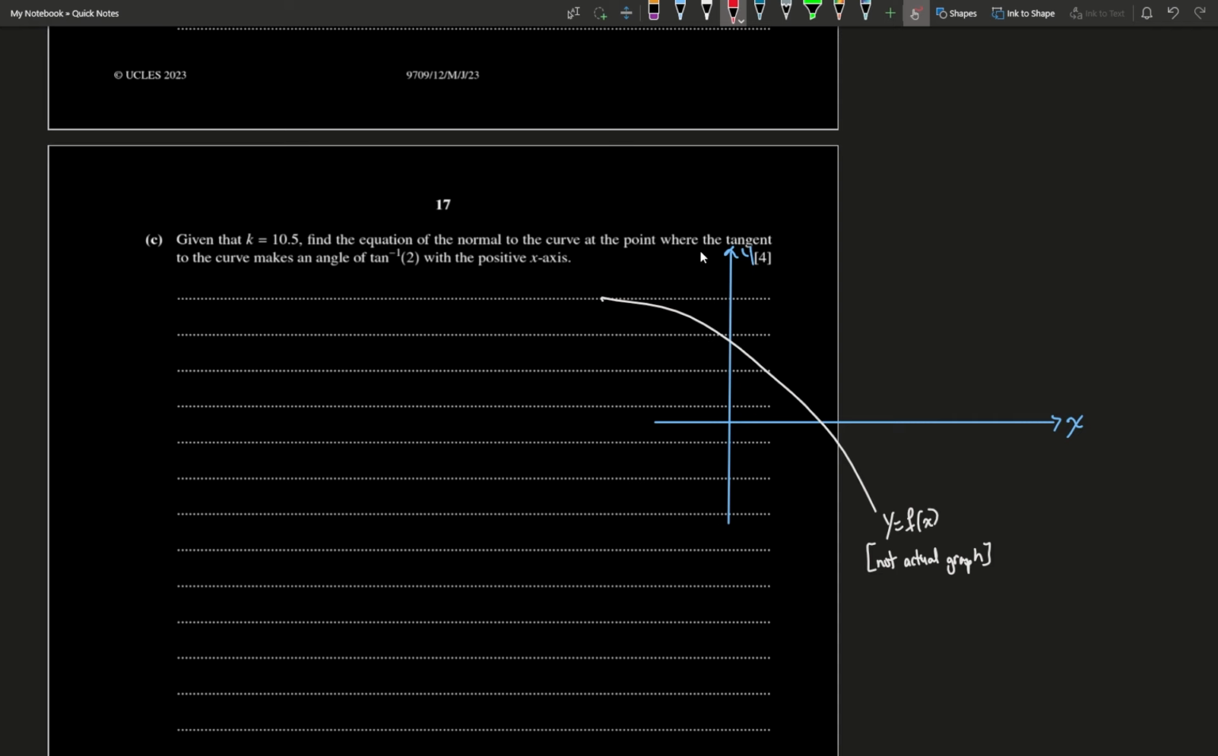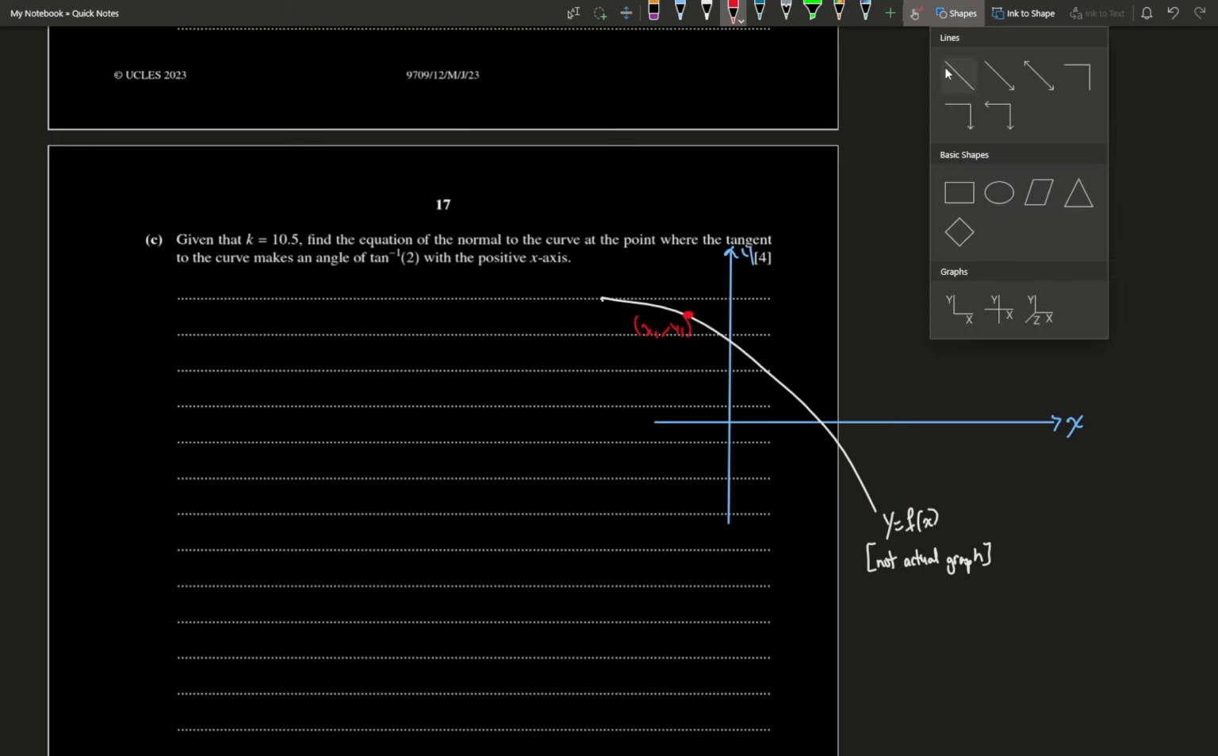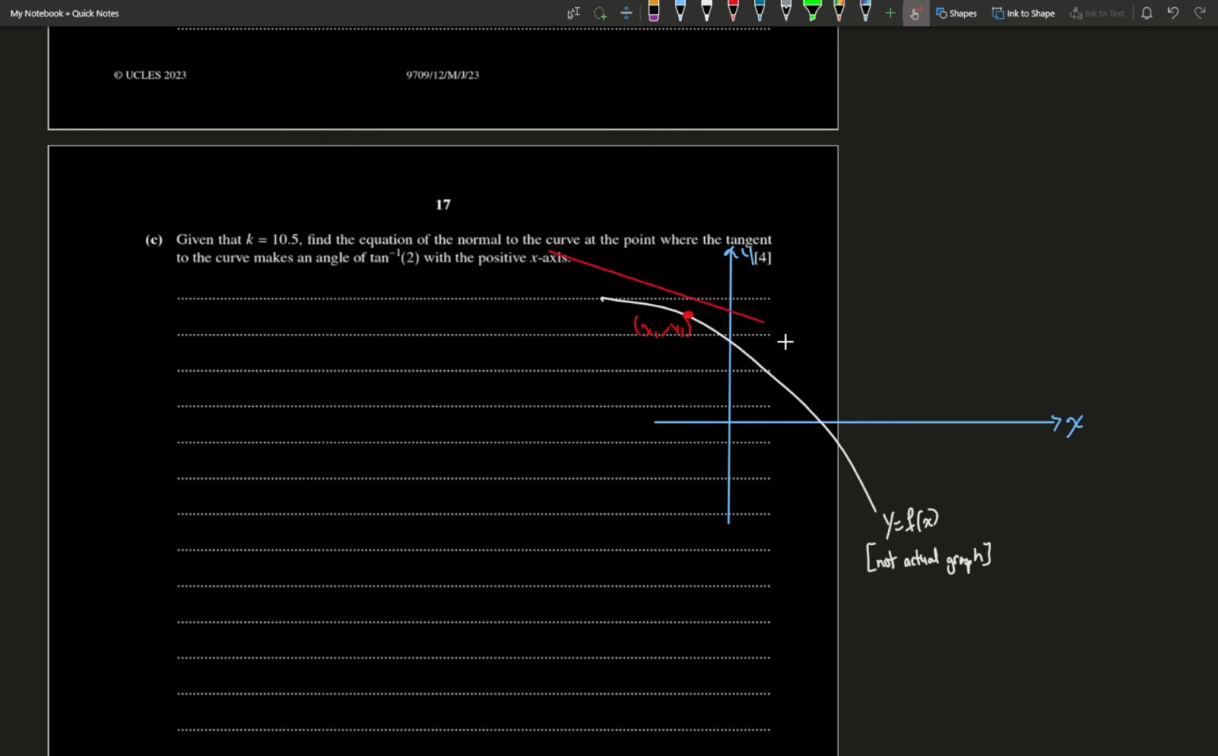It says we have a tangent to the curve. Let's pick any point, let's choose this one. It has coordinates x1, y1. And we draw a tangent to it. If I draw the tangent, hopefully I can draw it right the first time. Bismillah. Allahu Akbar.